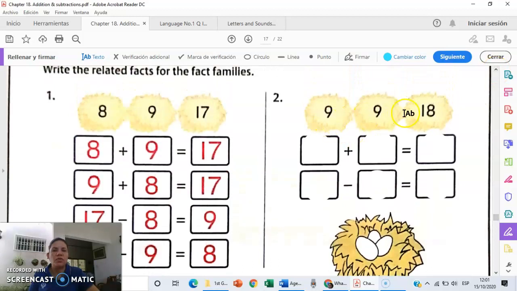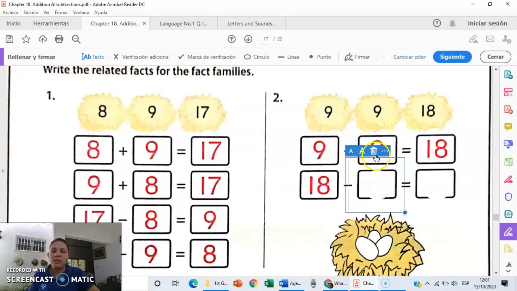Now, if you have two equal numbers, you just have to make one addition and one subtraction, because the other one is going to be the same. So 9 plus 9 equals 18. Good job. And then you just start with the subtraction. Say 18 minus 9 equals 9. Good job.